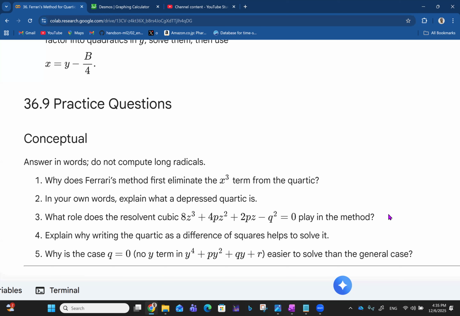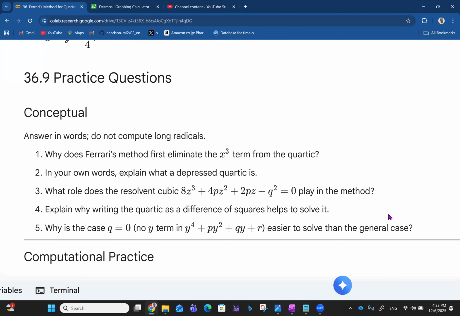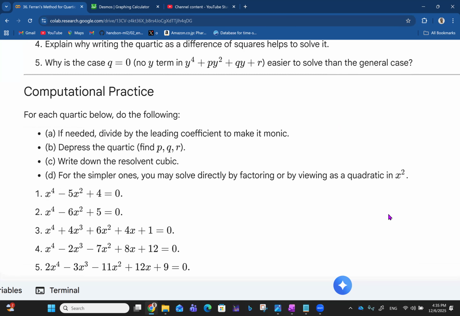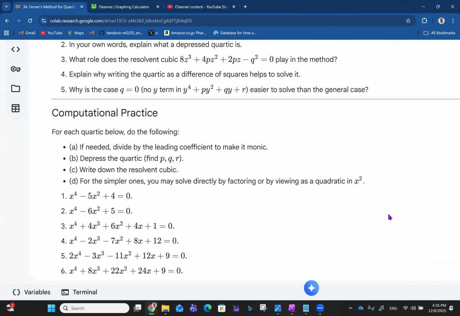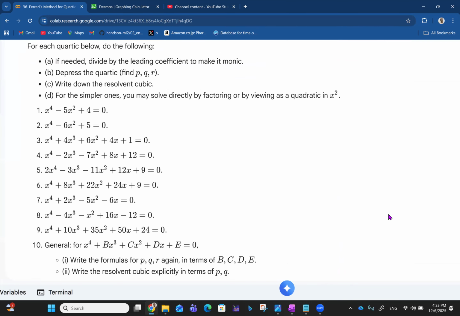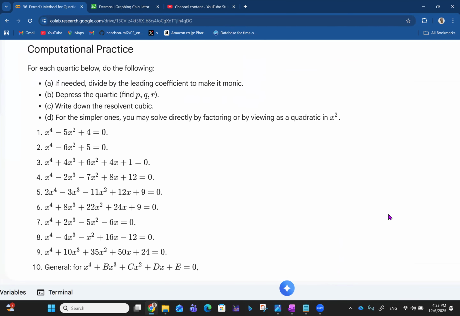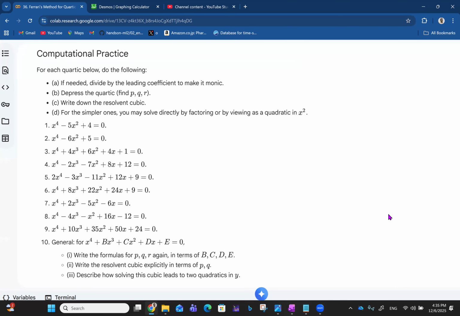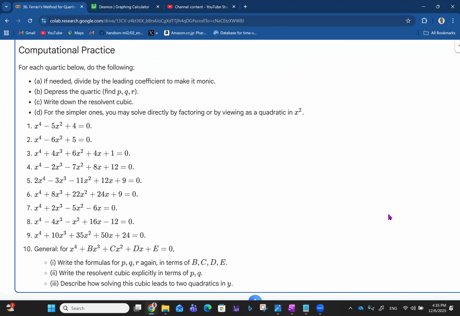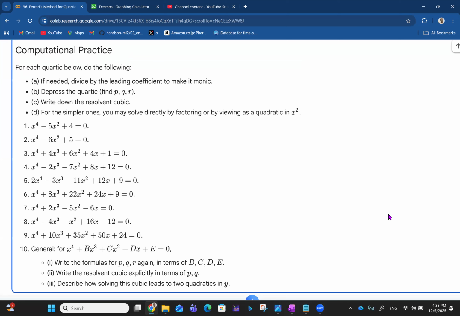Since you have depressed it by removing x cubed, you can then consider the rest of the expression as something in terms of x squared. That's a biquadratic, I think it's called. So you can see it as a quadratic term, make a substitution, get a set of values, and then substitute back to get the actual set of values using the quadratic formula. So we have some computational practice too.